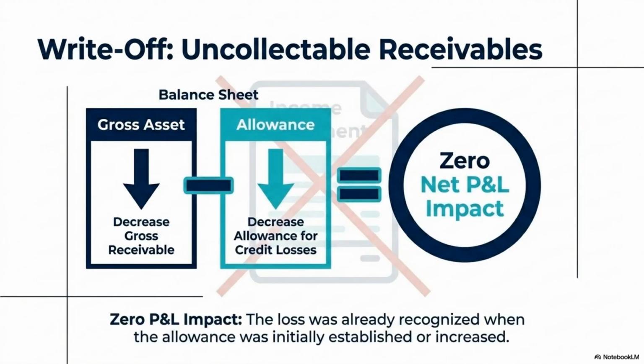The key point is that both the expense and the benefit flow through the same income statement line item. When a receivable becomes uncollectible, you write it off. The entry is debit allowance for credit losses, credit accounts or loans receivable. Notice what is missing here. There is no P&L impact at the point of write-off. The loss was already recognized when the allowance was established or increased in a prior period. All a write-off does is remove 2 equal and offsetting amounts from the balance sheet. The gross asset goes down, and the allowance goes down by the same amount. Net carrying value does not change, and the income statement is untouched.